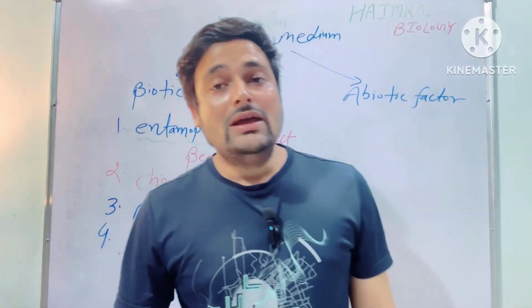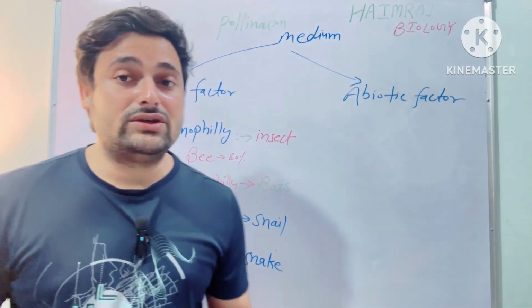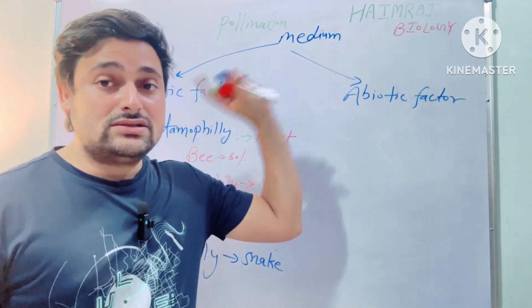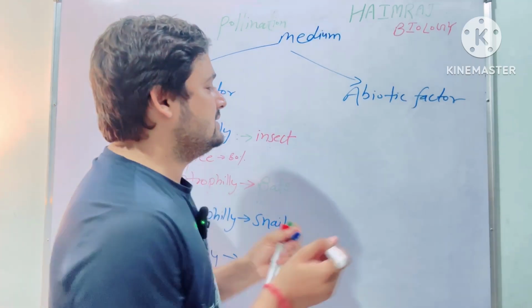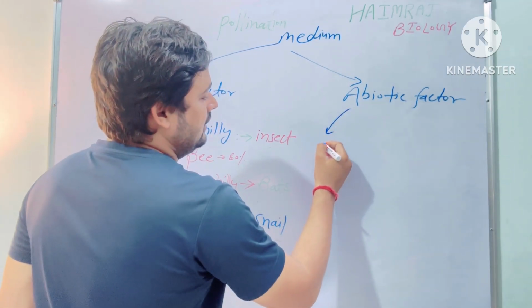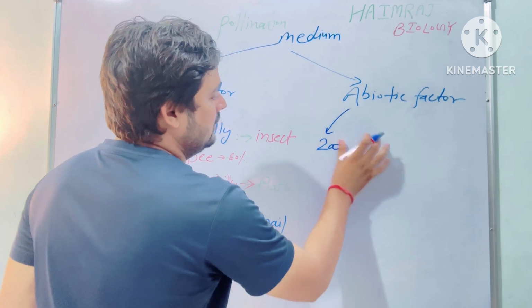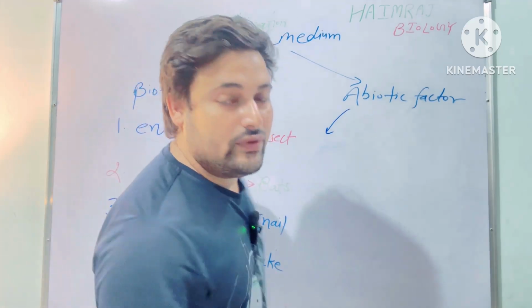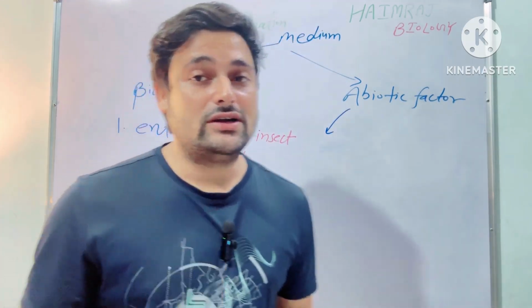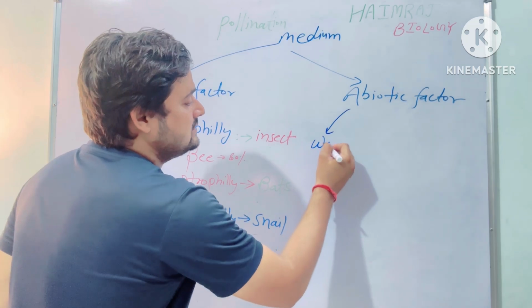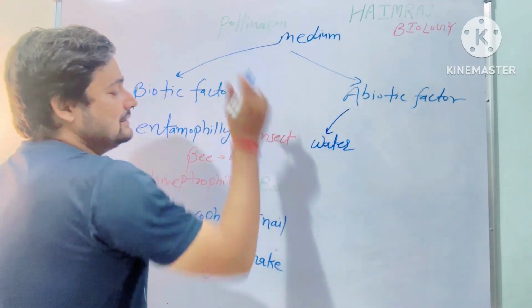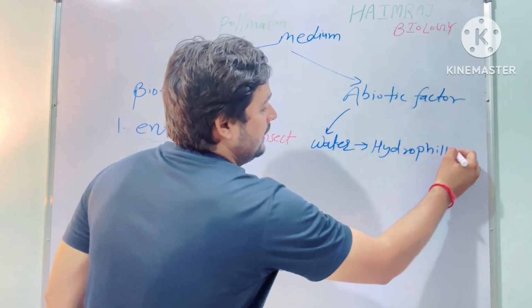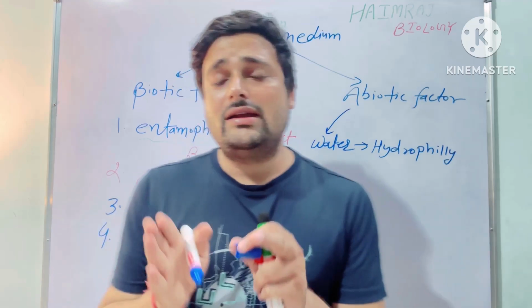Now come to the second part, abiotic factor. These are the non-living factors that can help in the procedure of pollination. Now let's see what abiotic factor is. Abiotic factor means non-living portion. So first one is air, second one is water. If water is doing this procedure, then we can call it hydrophily. Now hydrophily can be divided into two portions.